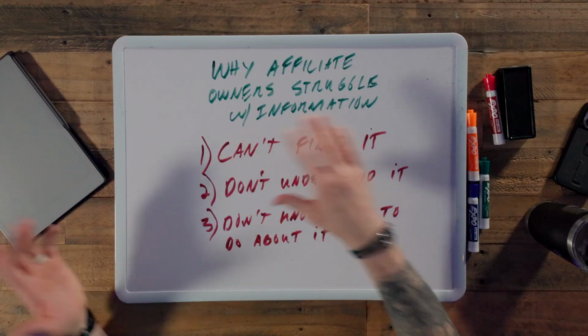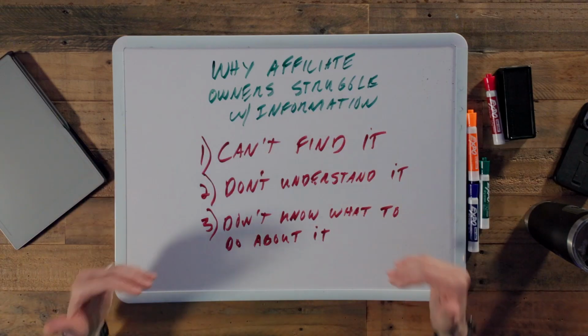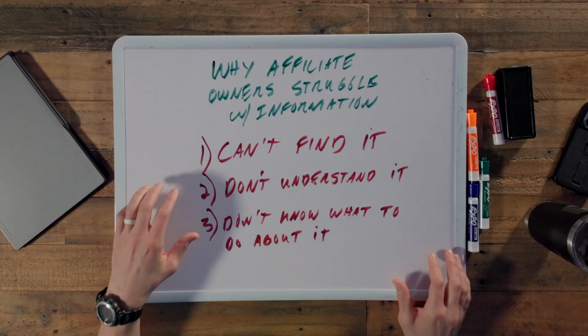When we look at why affiliate owners struggle with information, it's typically because of one or more of these three reasons. Number one, they just can't find it. So inside of your member management software, you just may not know where to look. You may not know where that particular report goes, what that dashboard is actually telling you.